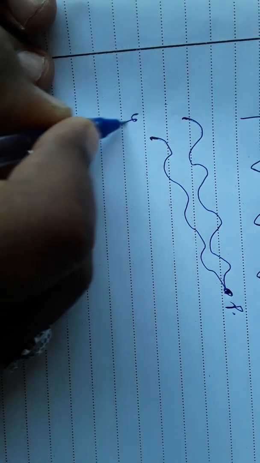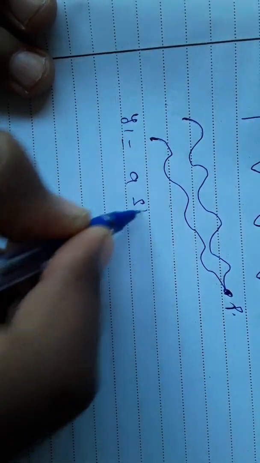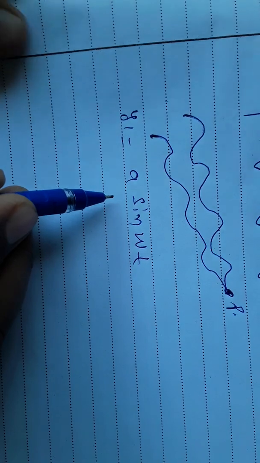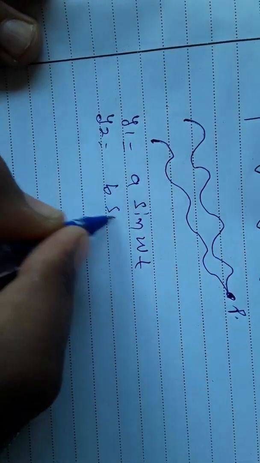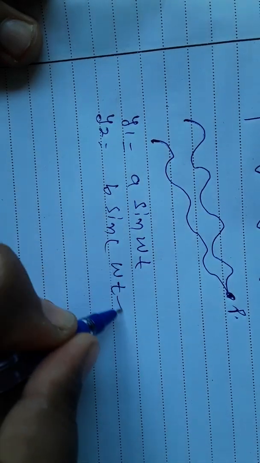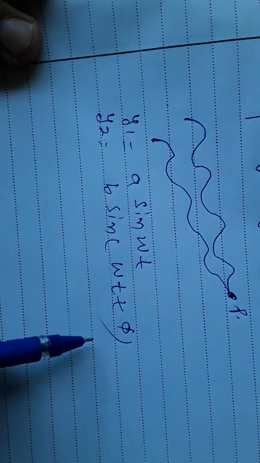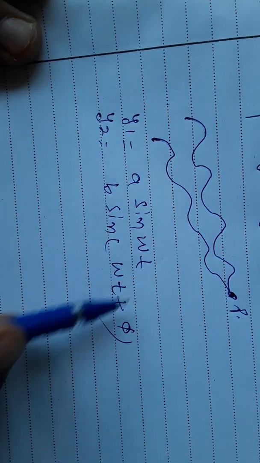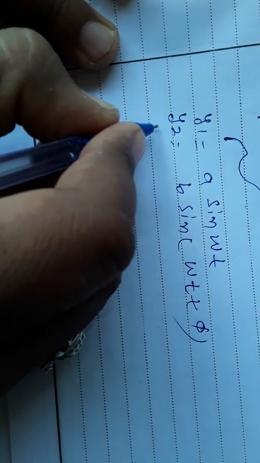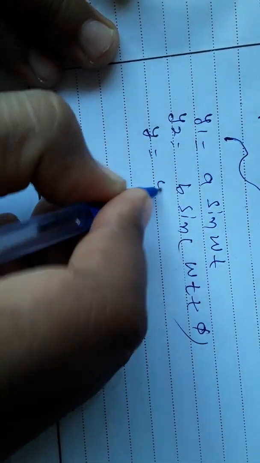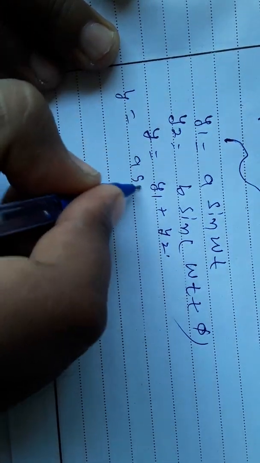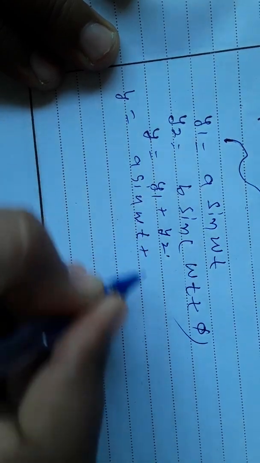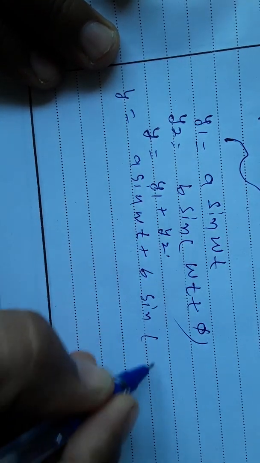Now for the first equation we can write y1 is equal to a sin omega t, where a is the amplitude of the first wave. For the second wave we can write y2 is equal to b sin (omega t plus phi). Let phi be the phase between the first and the second wave, and b the amplitude of the second wave. Now, due to superposition, we can write y is equal to y1 plus y2, where y1 is a sin omega t and y2 is b sin (omega t plus phi).